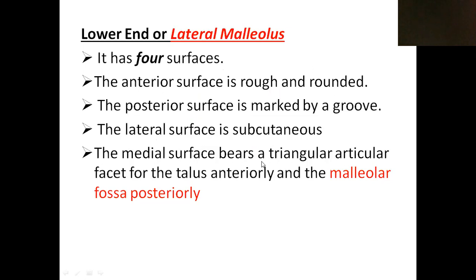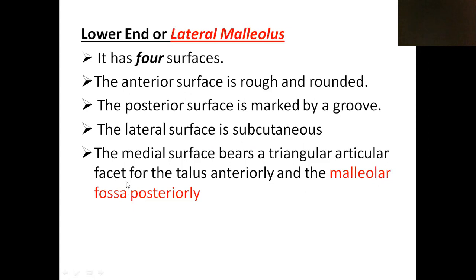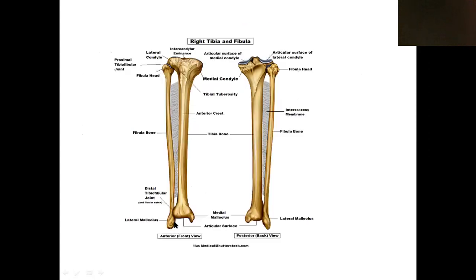Now the medial surface has a triangular facet for the talus bone. Talus is a tarsal bone. So it articulates with the talus bone, and another feature is a fossa, known as the malleolar fossa. So the medial surface has two features. It has a facet for the talus, and see, this is the medial surface. This is a lateral bone, and this aspect is the medial side of the bone. Here it has a facet which articulates with the talus.